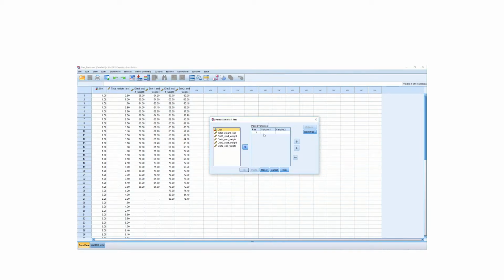The same goes here for diet 2. So in order to do a paired t-test, we go to Analyze, Compare Means, Paired Sample t-test, and then what we have here is a box with two variable boxes. So you want to put the two things that you're comparing next to each other, and it just depends on the order in which you add them.